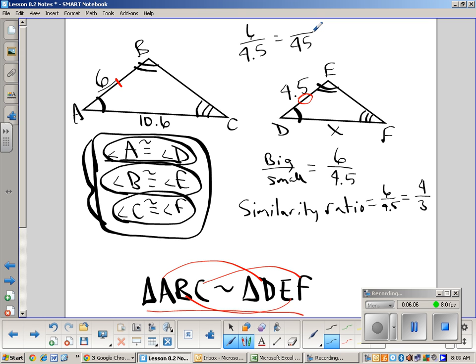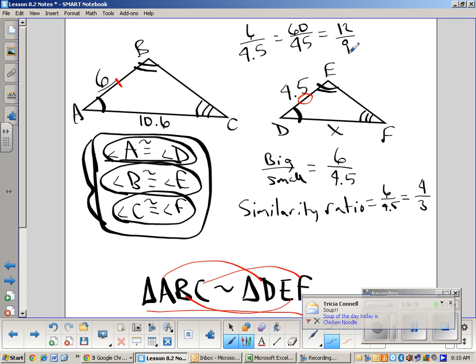And 45 now is a whole number instead of a decimal, right? So if we multiply the top by 10, I get 60. And probably all of you would see a 5 would go into there 12 and 9 times. And a 3 would go into there 4 and 3 times.